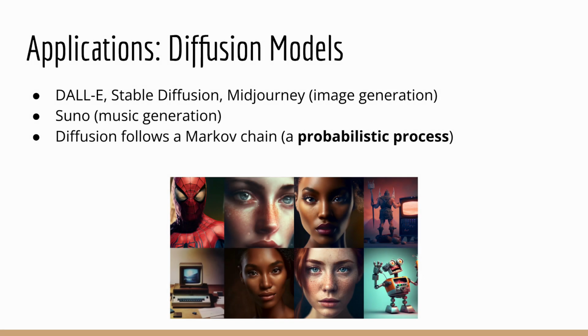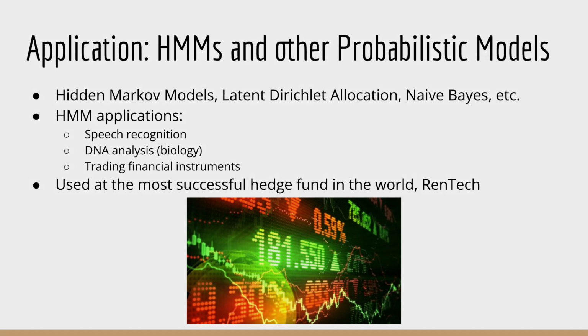Probability is also the basis for another type of modern AI, diffusion models, which are used to generate realistic images and audio. These include DALL-E, Stable Diffusion, Midjourney, and Suno, much to the dismay of artists around the world. Diffusion models follow a probabilistic process called a Markov chain. And clearly, probability is the foundation of probabilistic models. These include hidden Markov models, which are powerful sequence models used for speech recognition, DNA analysis in biology, and trading financial instruments. They were used at the most successful quantitative hedge fund in the world, Renaissance Technologies.